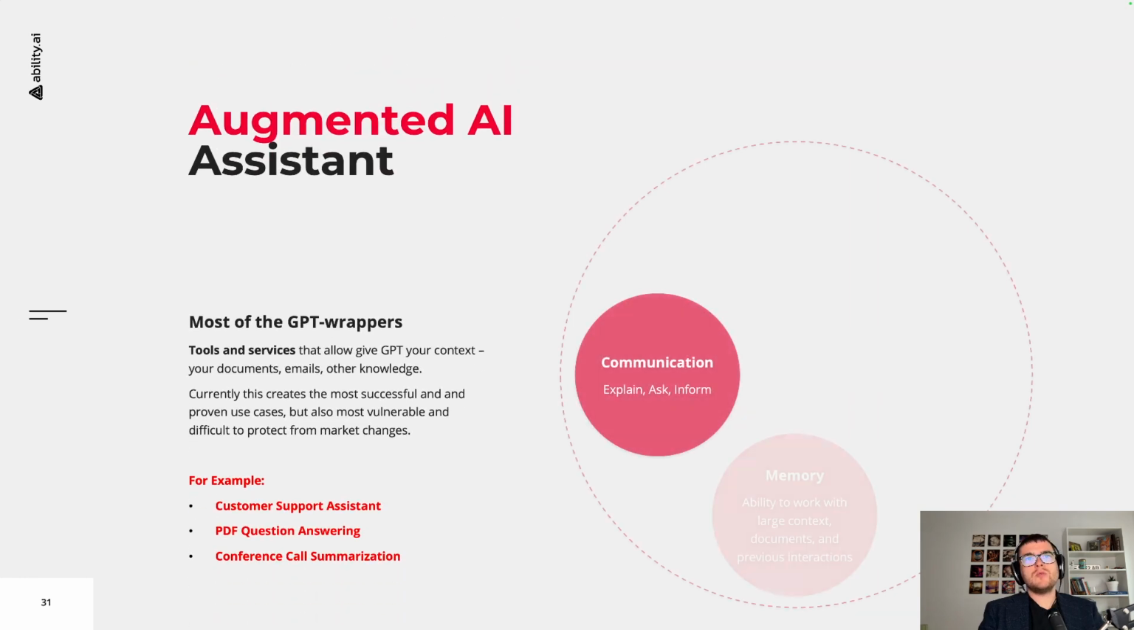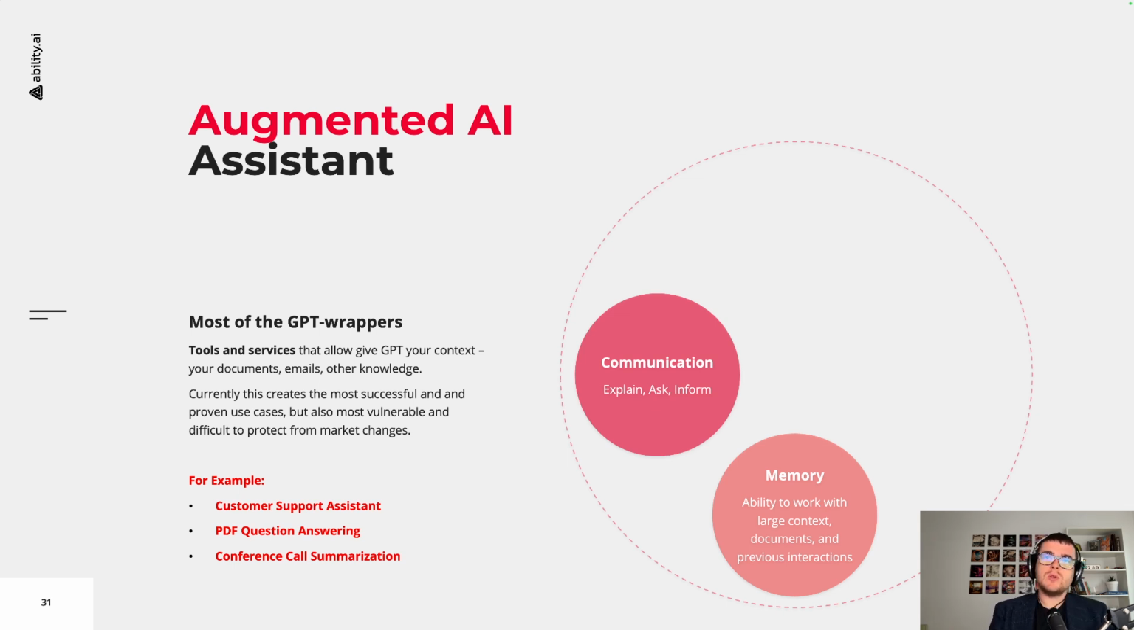The next step of the development really is when we add some memory to that. It could be a memory of a large document or documents, or previous answers saved, or some data set that this particular assistant is working with. And that is what I call augmented AI assistance.